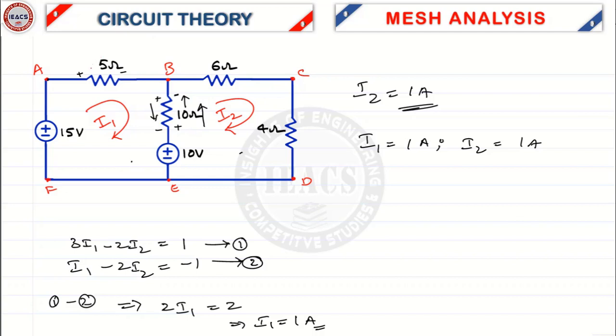Suppose you want to calculate the voltage drop across this 5 ohms resistor, which is given by VAB. According to Ohm's law, it is given by IAB into RAB. IAB is nothing but the mesh current I1, so it will be I1 multiplied by RAB, which is 5 ohms. So it will be 1 into 5, which is 5 volts. Like this, more numerical problems will be discussed in later sessions. That's it for this video. Mesh analysis for circuits having current sources will be discussed in the next video.